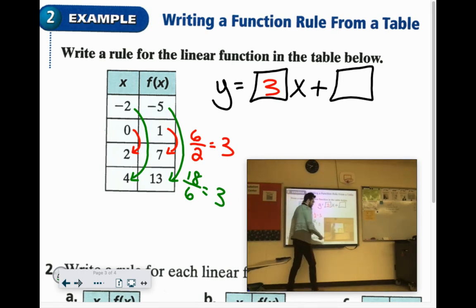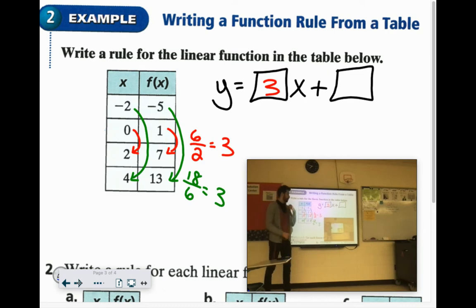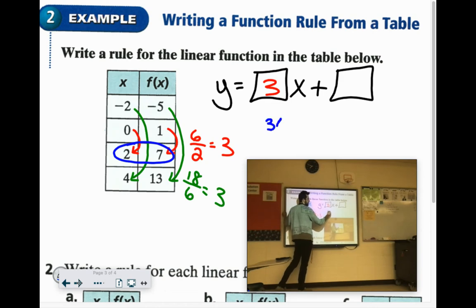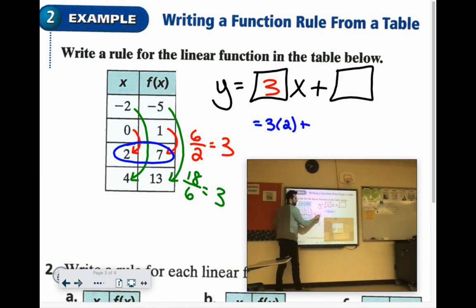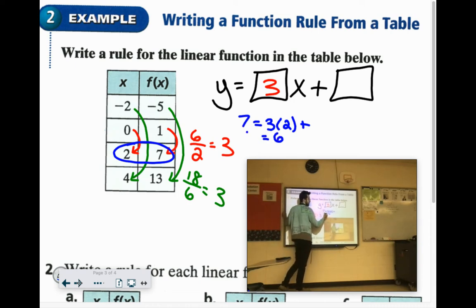Great. Then we have to figure out what the y-intercept would be. Now, this is where we're going to choose one of our coordinates to substitute in. So we can choose anything. We can choose the coordinate (2, 7). Now, 2 is your x. So it would be like 3 times 2 plus something gives us our y-coordinate of 7. 3 times 2 is 6. 6 plus what would give us 7? 6 plus 1. So that's our y-intercept.